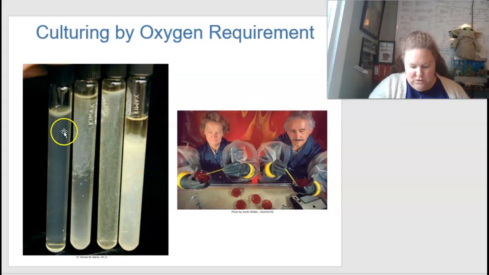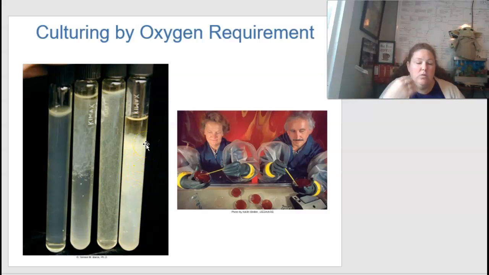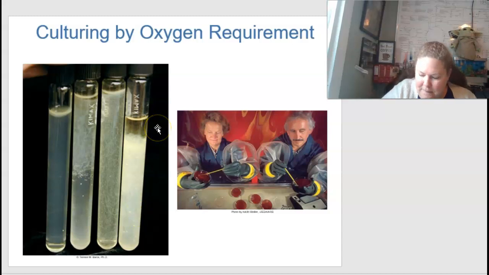So on this far left tube here, we can see that this is aerobic, and this is an example of Pseudomonas aeruginosa. In tube two, we have a facultative, and this is Staph aureus. In three, we have also a facultative, and this would be E. coli. So you can see that it's growing more throughout. In four, we have an obligate anaerobe, so this would be like Clostridium. It only grows where there's no oxygen.